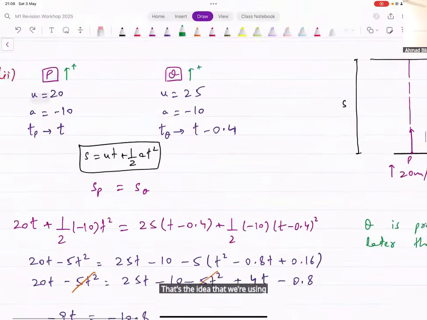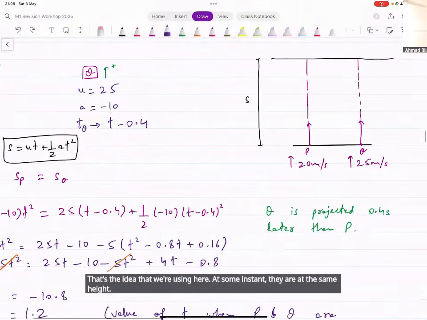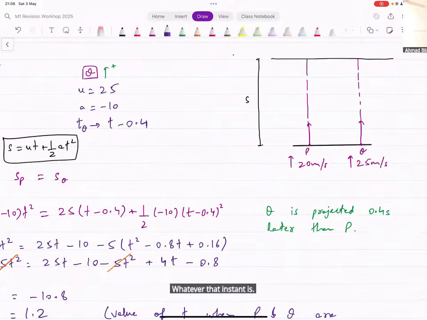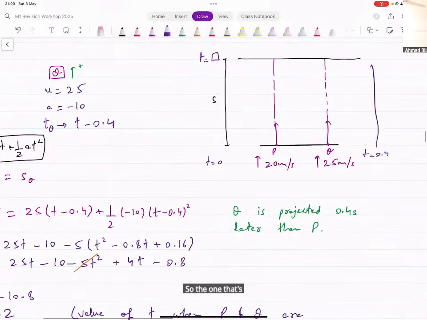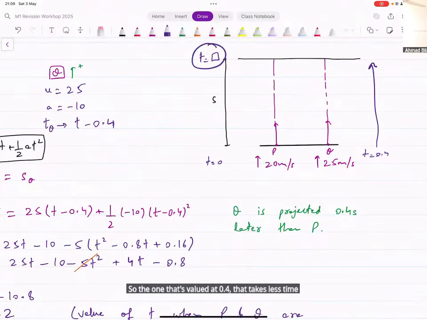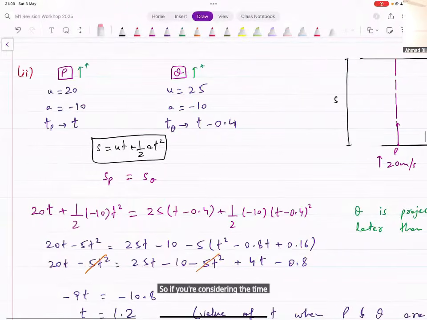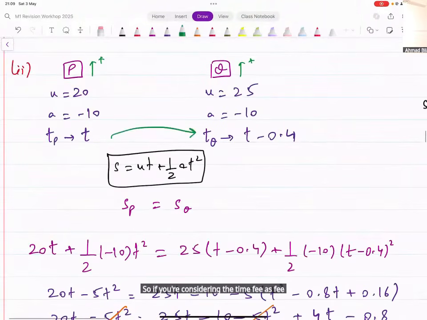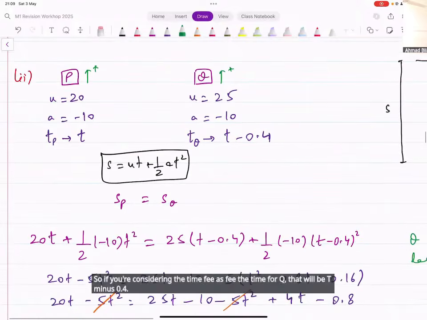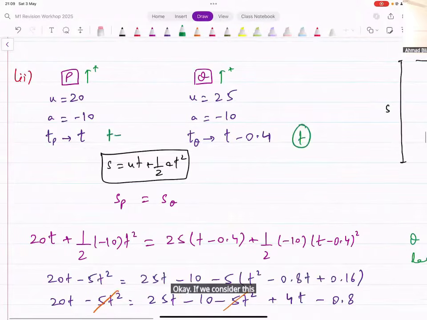At some instant, they are at the same height, whatever that instant is. It will be some value of t here. One of them started at t equals 0, the other started at t equals 0.4. So the one that started at 0.4 takes less time until that time instant. So if we're considering the time for P as t, the time for Q will be t minus 0.4. Okay. If we consider this as t, then this would be t plus 0.4. Either of them is going to work.